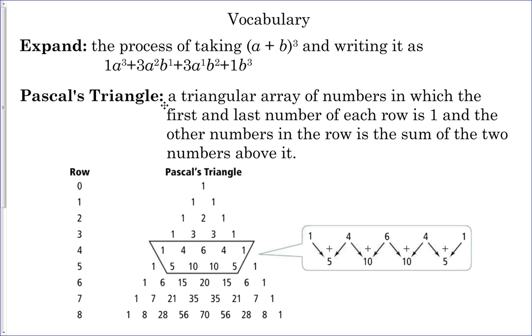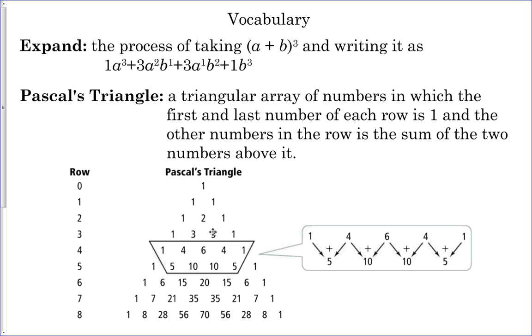Now, Pascal's triangle is a triangular array of numbers in which the first and last number of each row is 1, and the other numbers in the row are the sum of the two numbers above it. And here is a picture of Pascal's triangle. Row 0 is just a 1. Row 1 is a 1 and a 1. Row 2 is 1, 2, 1. Remember, it starts with 1, ends with 1, and the number in the middle is the sum of the two above it, where the two above it are 1 and 1. 1 and 1 is 2.